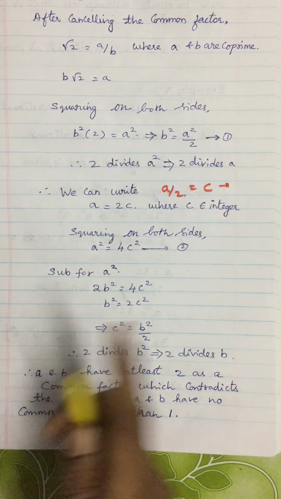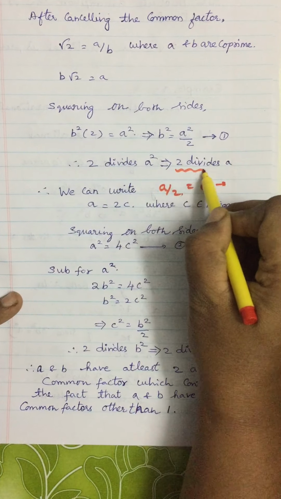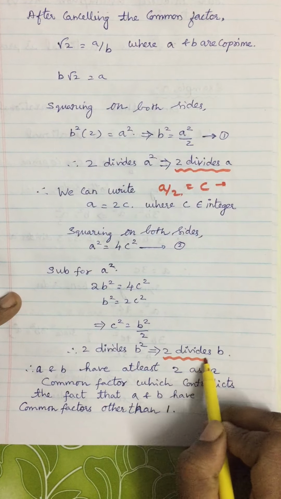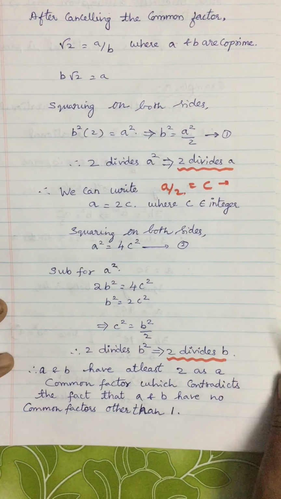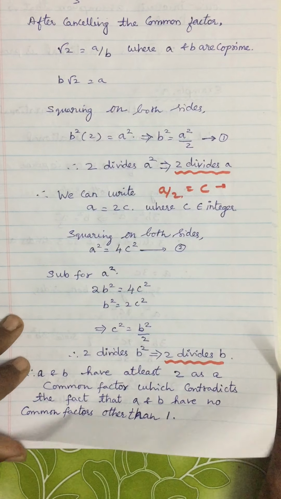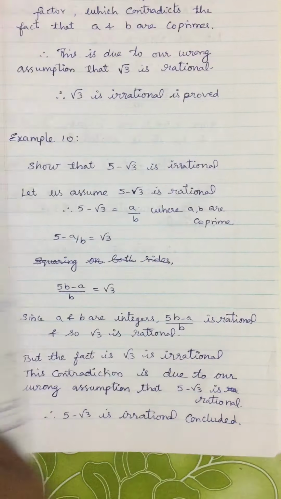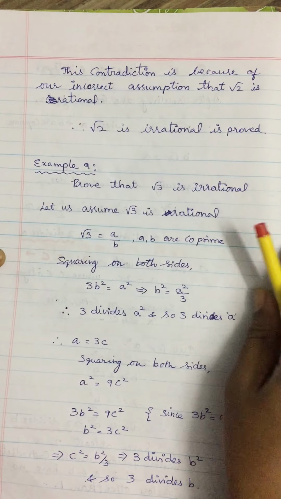Now you are arriving at the conclusion that 2 divides a and 2 divides b. So, what you are saying now is that a and b have a common factor of 2. Therefore, this contradicts our assumption that a and b do not have any common factor other than 1. Therefore, what you have assumed is wrong.